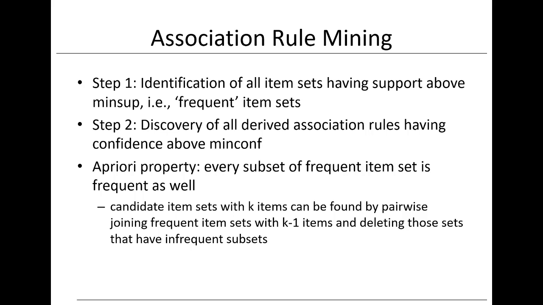The apriori property states that every subset of a frequent item set is frequent as well, or conversely, every superset of an infrequent item set is infrequent. This implies that candidate item sets with k items can be found by pairwise joining frequent item sets with k-1 items and deleting those sets that have infrequent subsets. Thanks to this property, the number of candidate subsets to be evaluated can be decreased, which will substantially improve the performance of the algorithm since fewer database passes will be required.